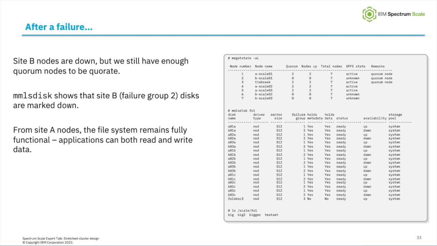If I somehow had a client at site B still running and still connected to the site A nodes, it would still be able to access that file system as well, if it's able to go over the WAN. But at site A, everything is fully functional. You can still read and write.